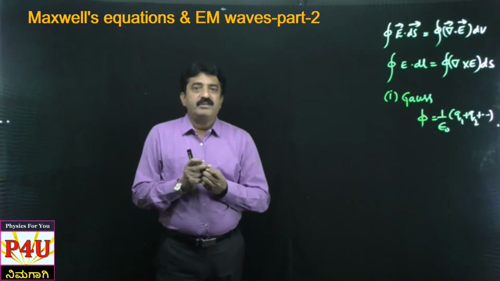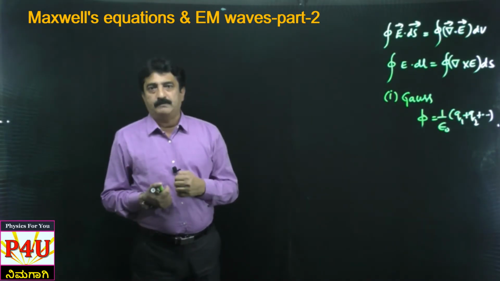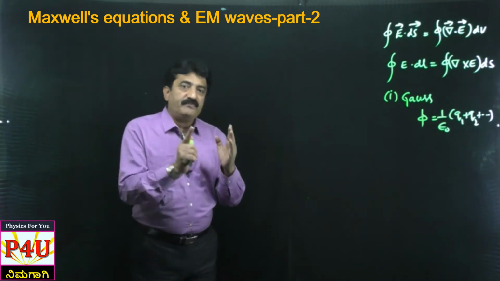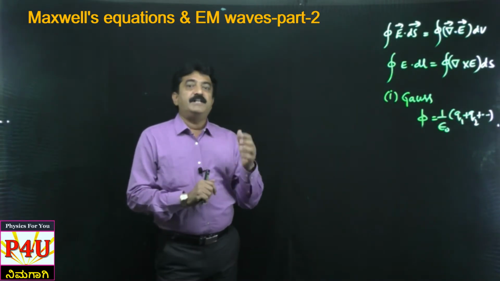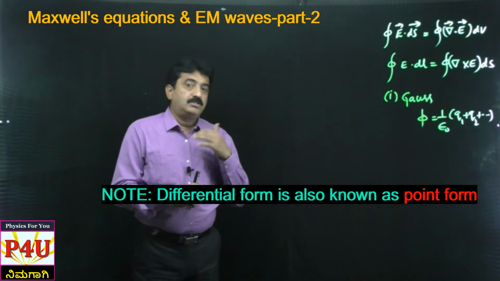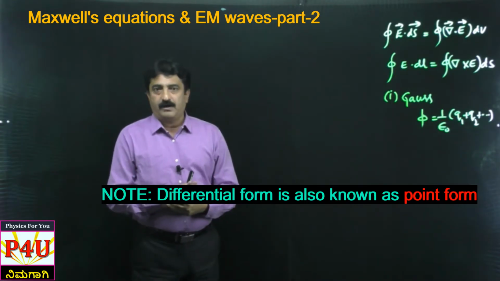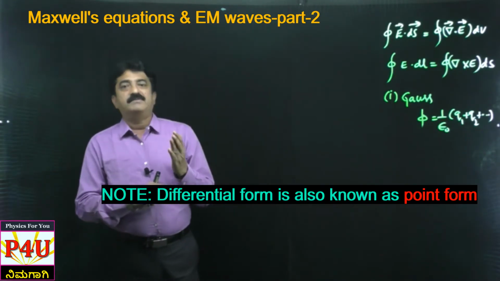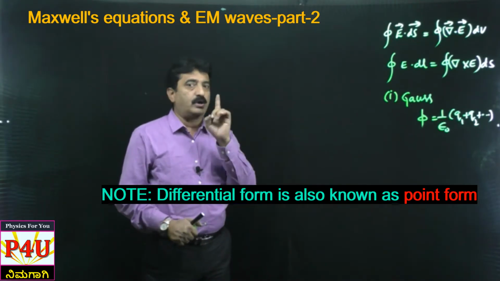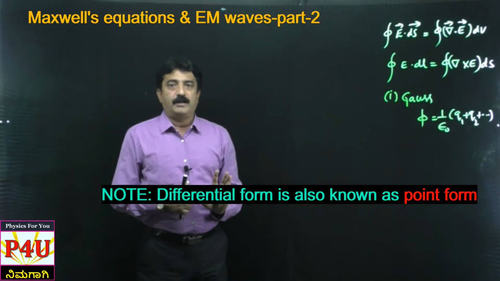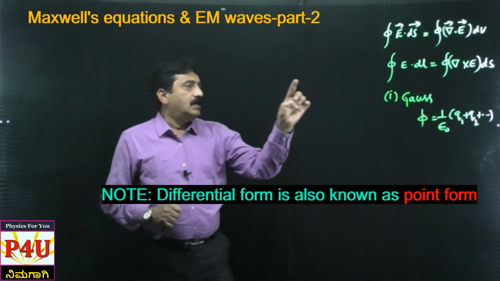Maxwell's equations we can write in two different forms. Number one is the differential form, that means in terms of del we can write. Also we can write in integral form. So there are two forms of Maxwell's equations, but in the syllabus only the differential form is mentioned. So I go with only the differential form. Yes, having said this, now I proceed.